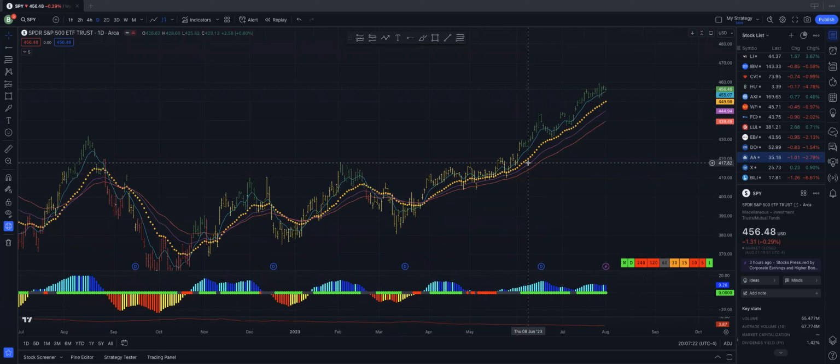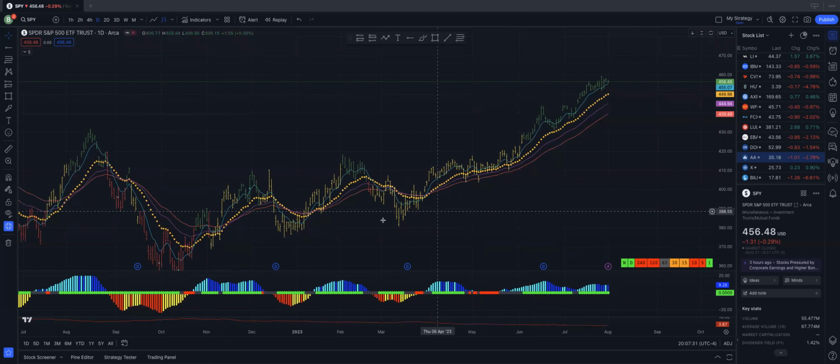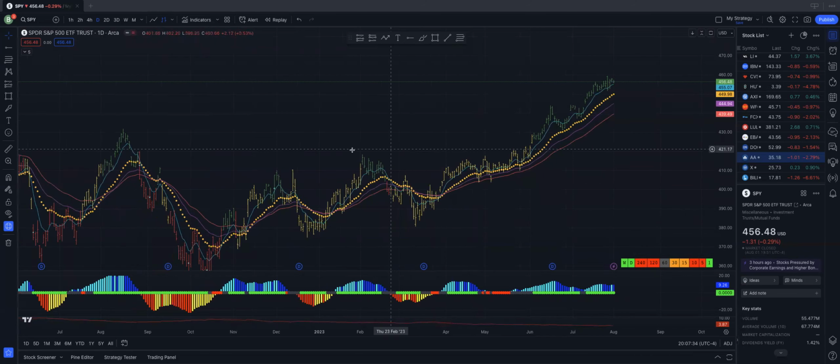And so they naturally act as support and resistance levels, because buyers and sellers typically will sit there and take positions based on those areas. Okay, so that is moving averages.